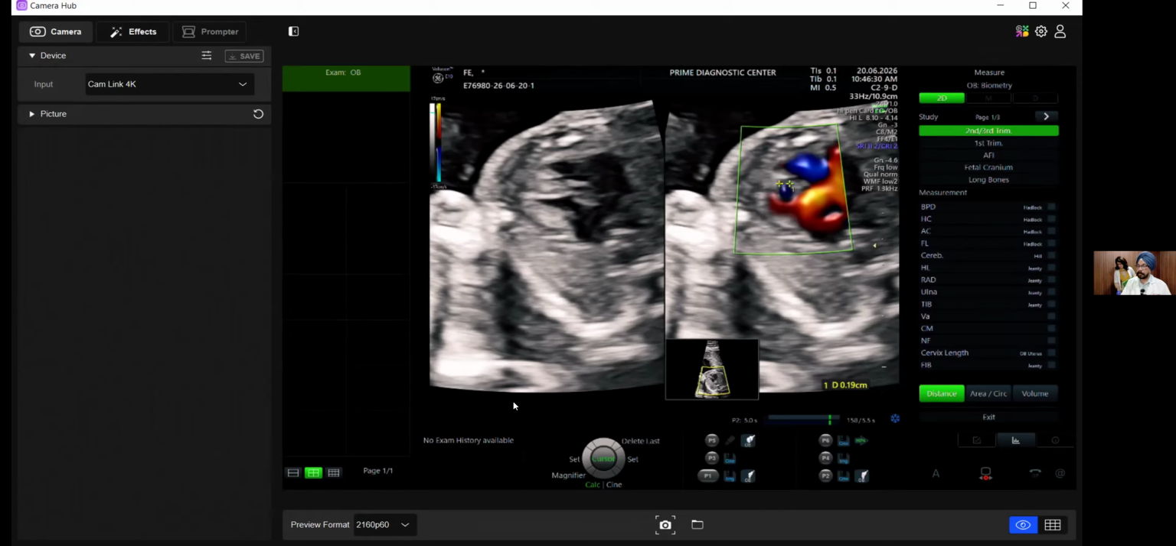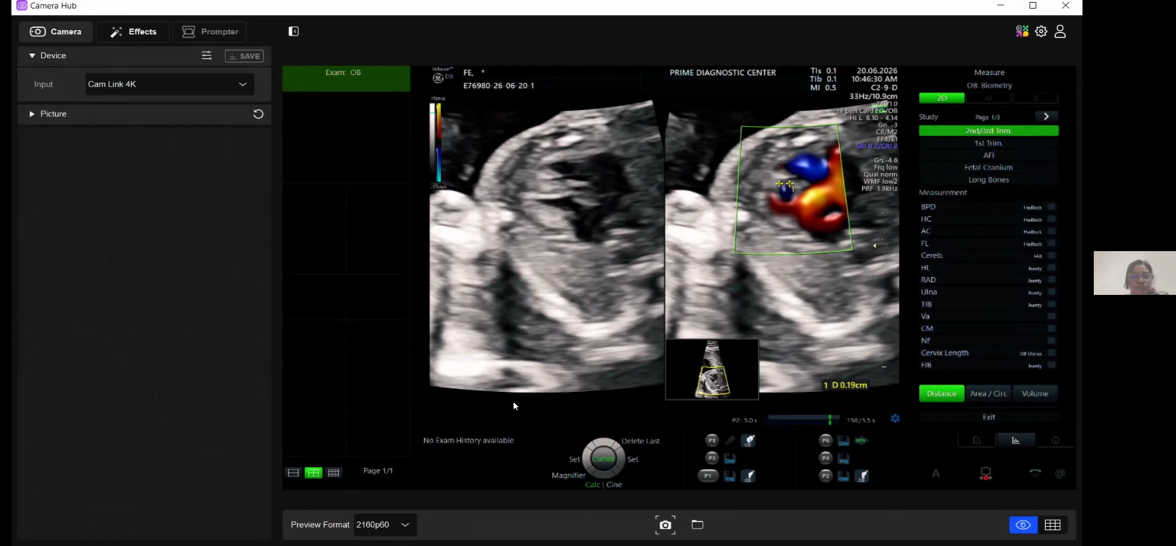It's about 0.9. So the aortic annulus wasn't calculated properly. The aortic annulus at this gestation should be around 35 mm. So in that scenario, it becomes less than a third. And if it is less than a third, then we are overestimating this.